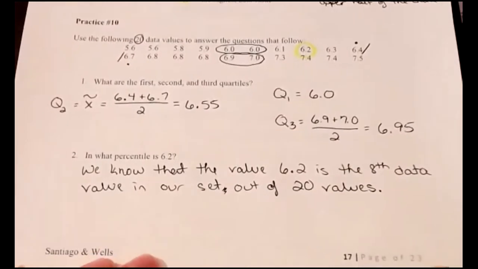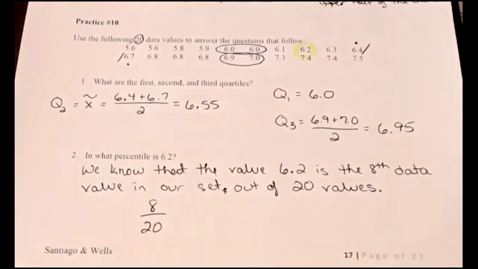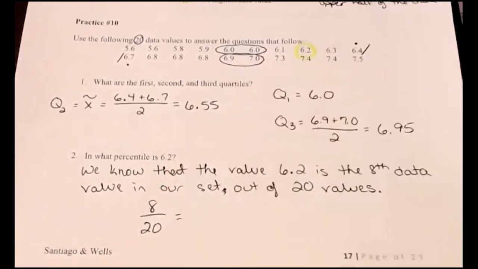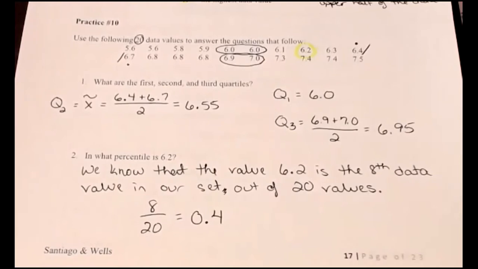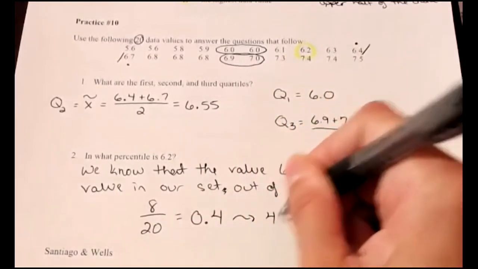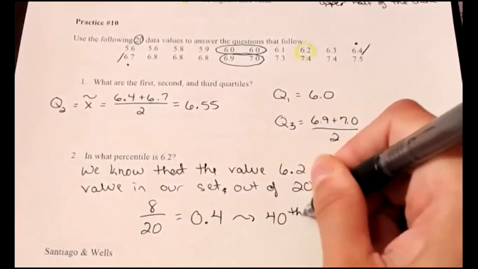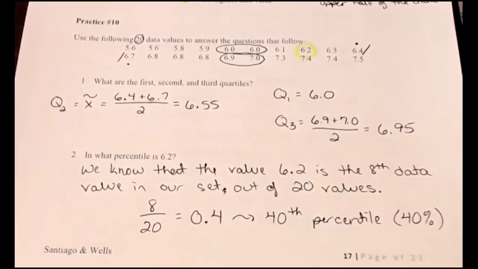So to figure out what percentile 6.2 is, it would only be natural to say, well, if 6.2 is the 8th value out of 20, 8 out of 20, we suddenly have a fraction, 8 out of 20. Punch this into our calculators or reduce and notice the fraction that you result in. Punch this in, you get 0.4, which is the same as 2/5. So 0.4 as a decimal, multiply this by 100, and this represents the 40th percentile. And that's because it's 40%. So 6.2 represents the 40th percentile.